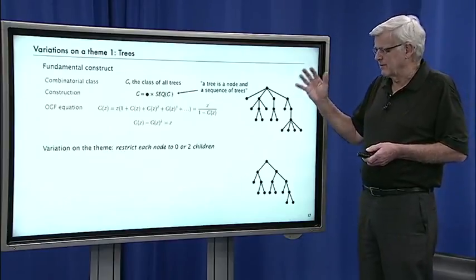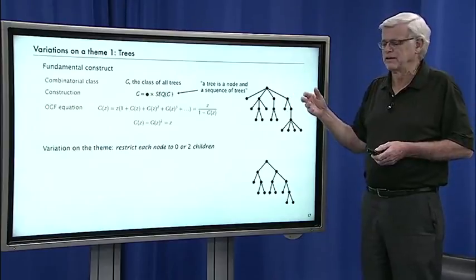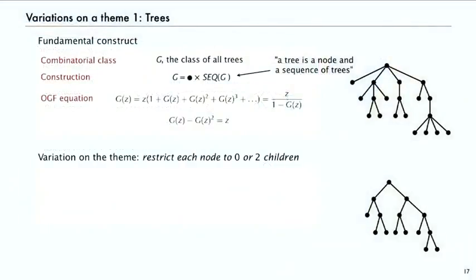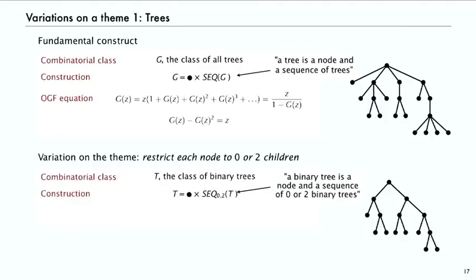So just in the context of trees, let's look at a few variations, just a very few variations on a theme. So we said a tree is a node and a sequence of trees. Another variation is to say, well, each node can have either 0 or 2 children. That's called a binary tree. And again, immediately you can write down a construct that's a variant on the basic construct that says a binary tree is a node and a sequence of 0 or 2 binary trees, and you can construct things like that. And that immediately gives the generating function equation, t of z equals z times 1 plus t of z squared.